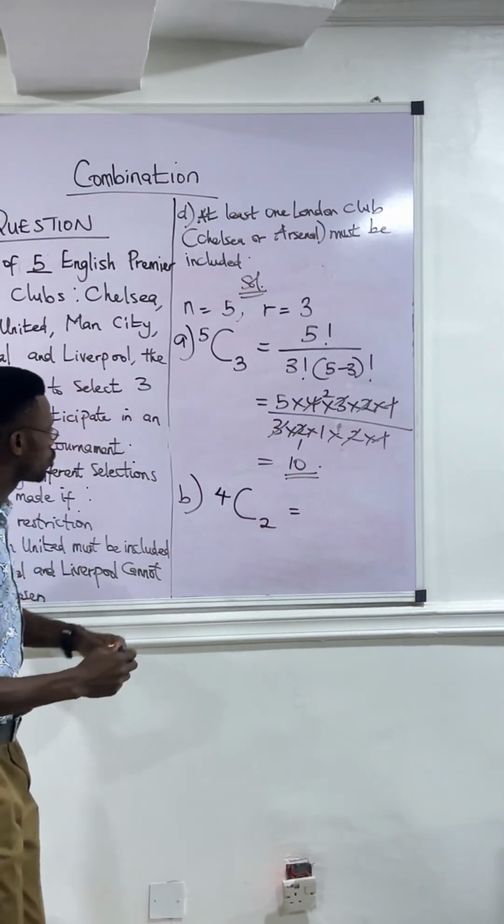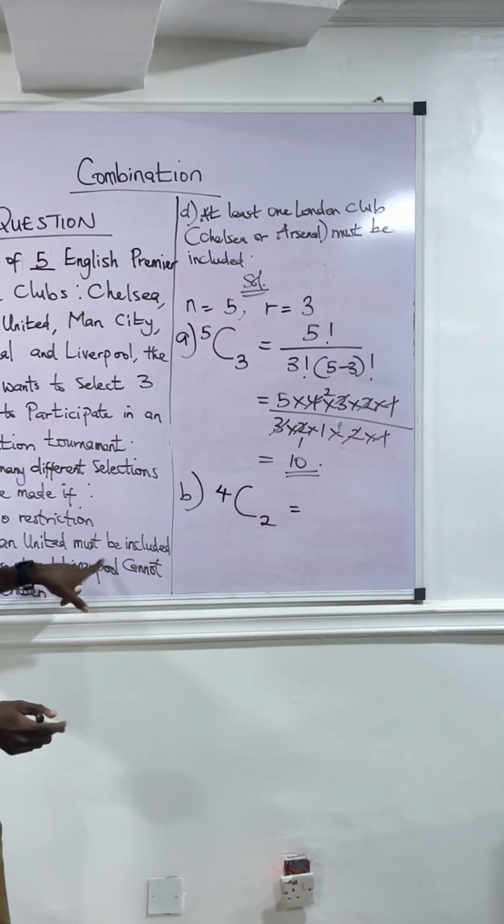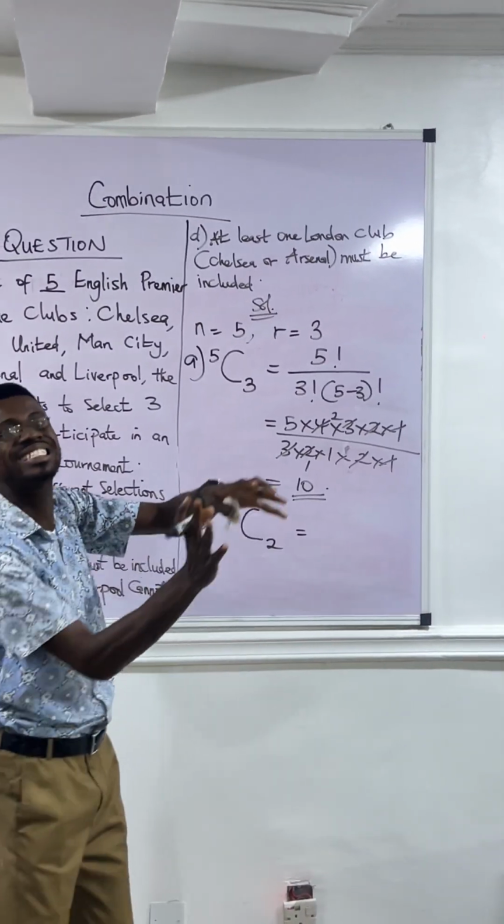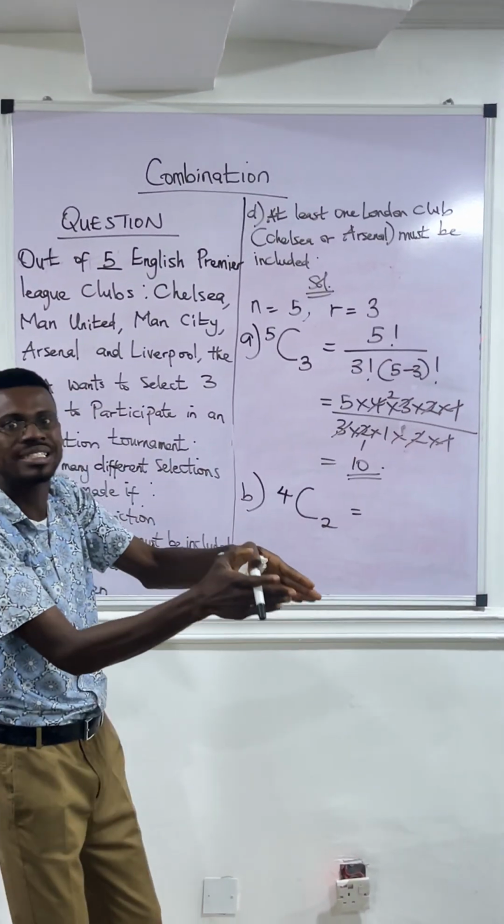Why is it 2 and not 3? Because we are told Man U must be included. That is fixed. Why is the total 4 and not 5? Man U is already selected. So I have 4 to select 2 from.